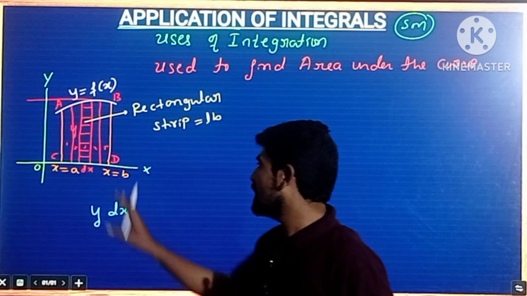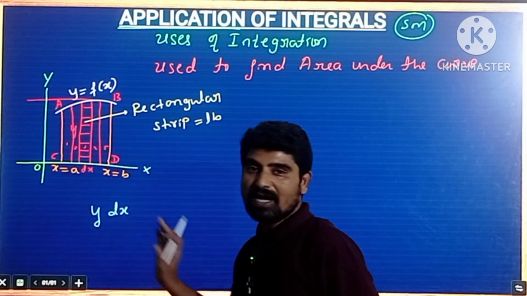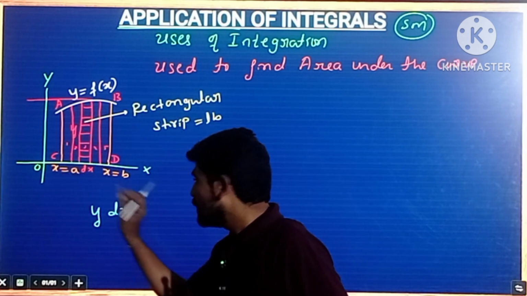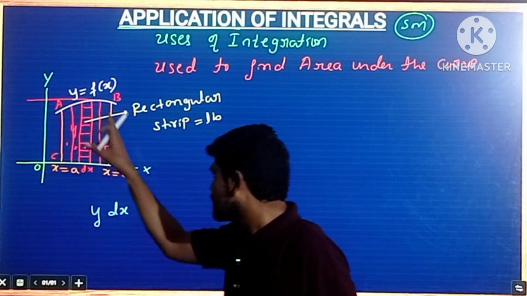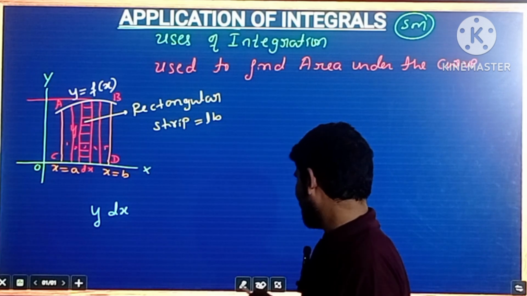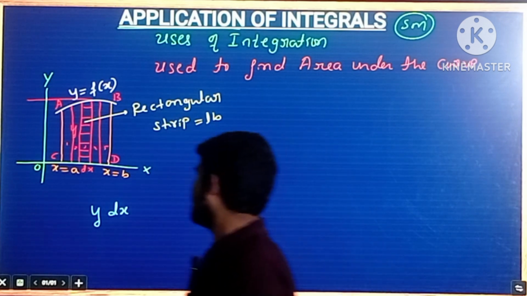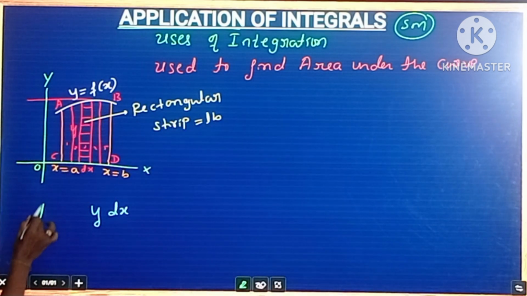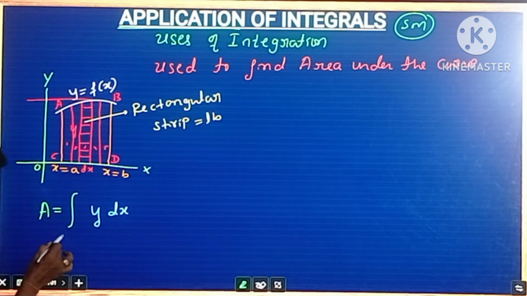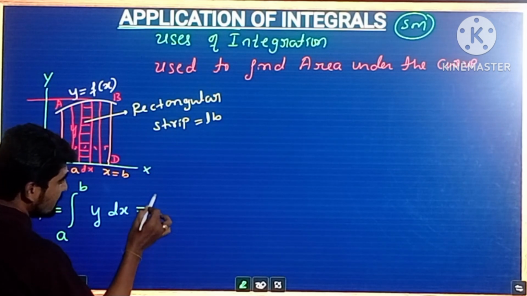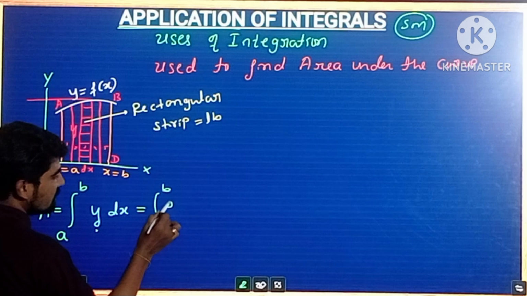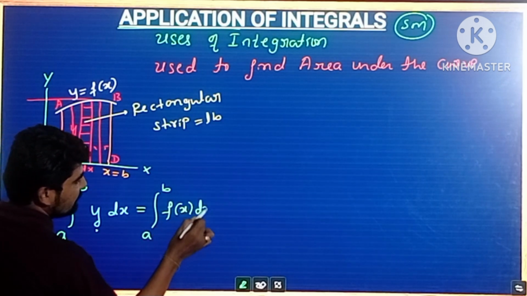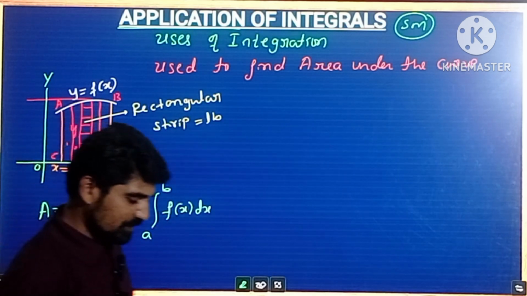That summation is obtained by what? Integrating this area y into dx from A to B, because we considered strips in the area ABCD. It means from x equals A to x equals B. So therefore the required area ABCD should be equal to integration from A to B y dx, or in other words integration from A to B. What is y? y is f(x). So f(x) dx. I hope all of you understood.